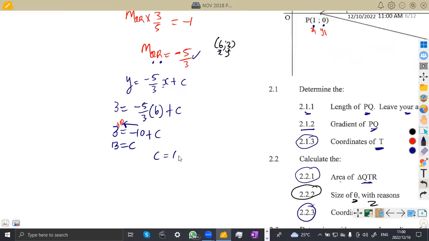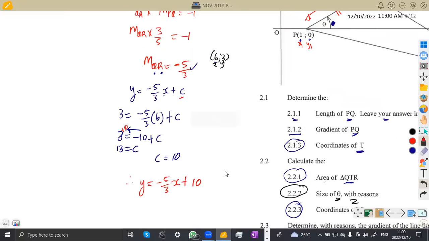So if c is equal to 13, therefore the equation is going to be y is equal to mx plus c, which is y = -5/3x + 10. So that's what you're going to have as the equation. Just cross-check with me, guys, if we are obtaining the same thing. If there is any mistake or error, let us know, so that we can revisit that question.